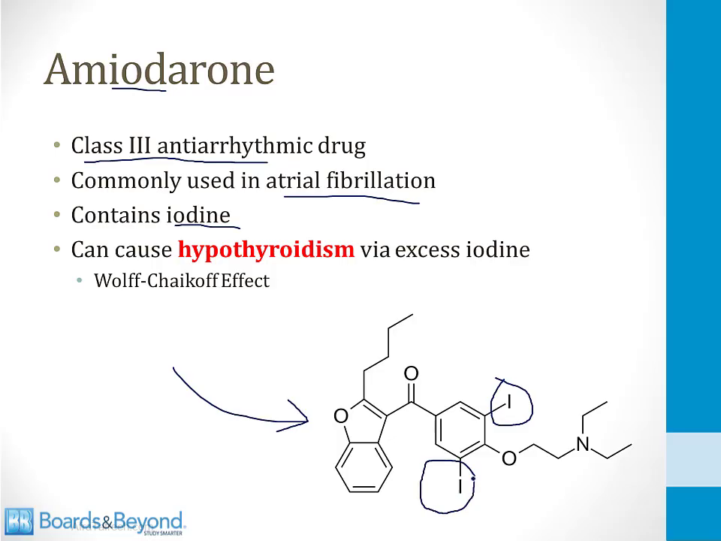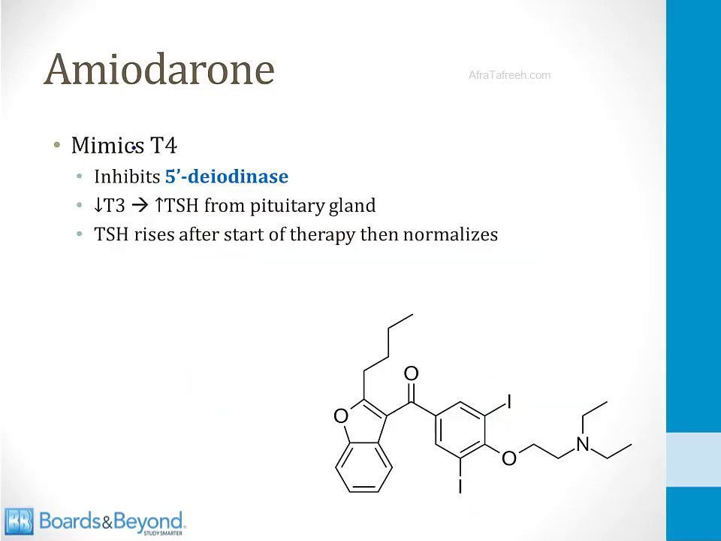And the reason I'm mentioning this in the thyroid module is because amiodarone can cause hypothyroidism, and the way it does this is via the Wolff-Chaikoff effect. All this excess iodine coming from amiodarone can inhibit the production of thyroid hormone and lead to hypothyroidism. It also can cause hypothyroidism because it mimics T4. It can compete with T4 for the enzyme 5' deiodinase.